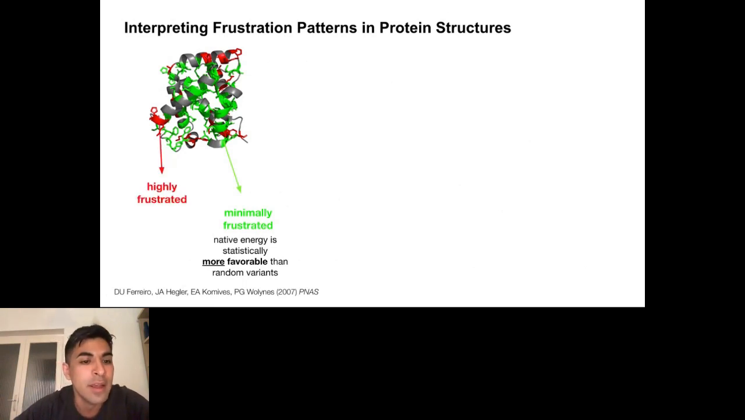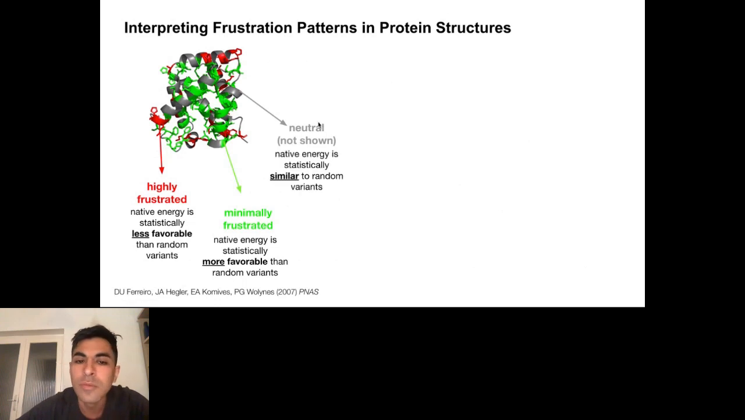Whatever is red will be highly frustrated, which means that the native energy at this particular point is statistically less favorable than random variance. So the energy here is not optimized. And whatever is gray is neutral. It's not so optimized, it's not so not optimized. It's in the middle.